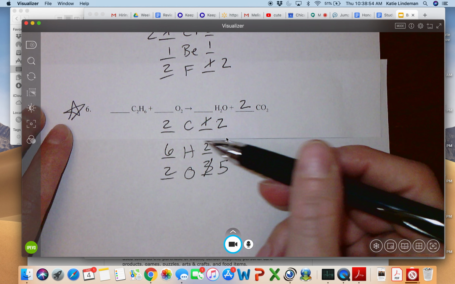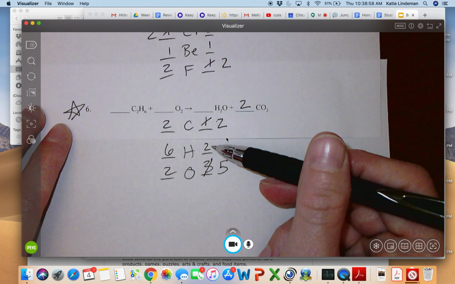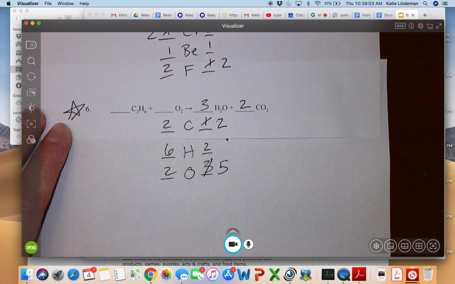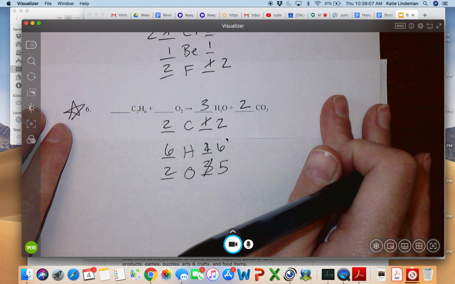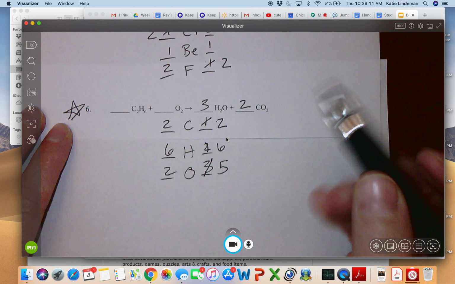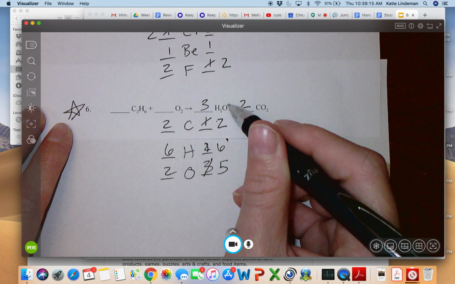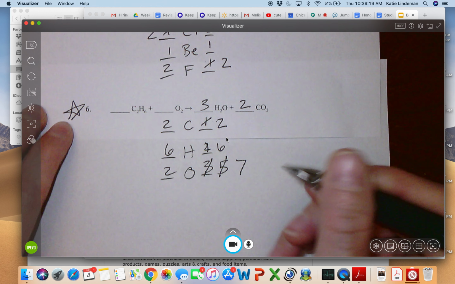All right, this next one, we have 6 and we have 2. So we're going to have to multiply this 2 by 3 in order to get it balanced. So I put a 3 here, and that gives me 6 hydrogens. That also changes the number of oxygens that I have, okay? So remember, I have 4 oxygens from here, and now I have 3 oxygens from here, which means I have a total of 7 oxygens.